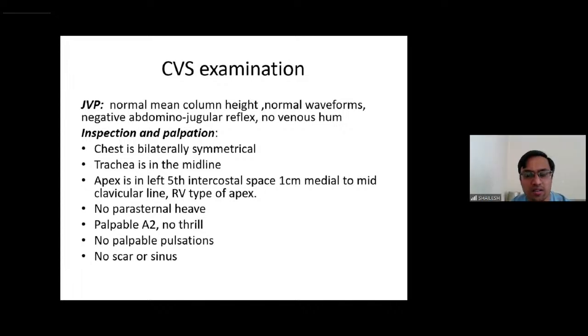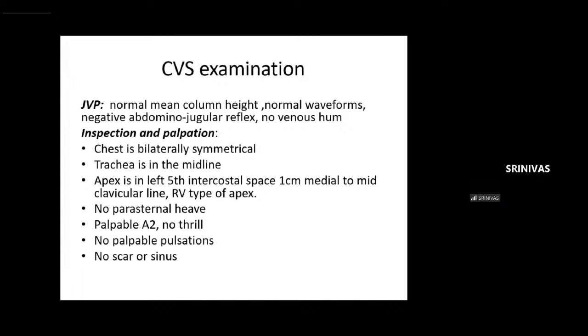Sir, in classical TOF, when the VSD becomes restrictive, as Dr. Sudeep has said, the non-restrictive VSD is the egress for the RV. The RV decompresses through the VSD. So when the VSD becomes restrictive, the RV cannot decompress, so it becomes pressure overloaded. When it becomes pressure overloaded, all the signs will be there: RV heave, RV S4, and a prominent jugular A wave and elevation of the JVP.